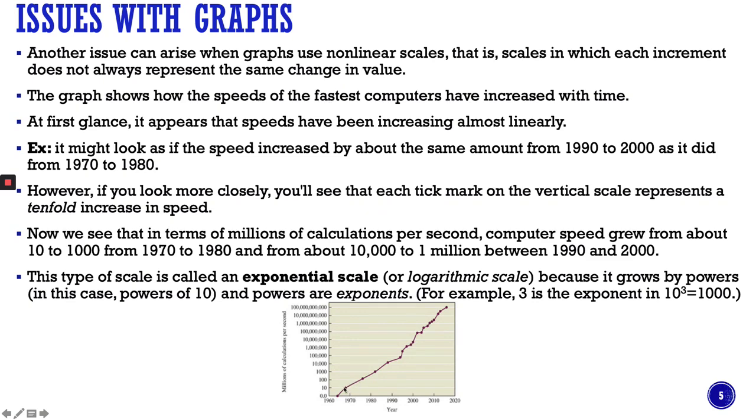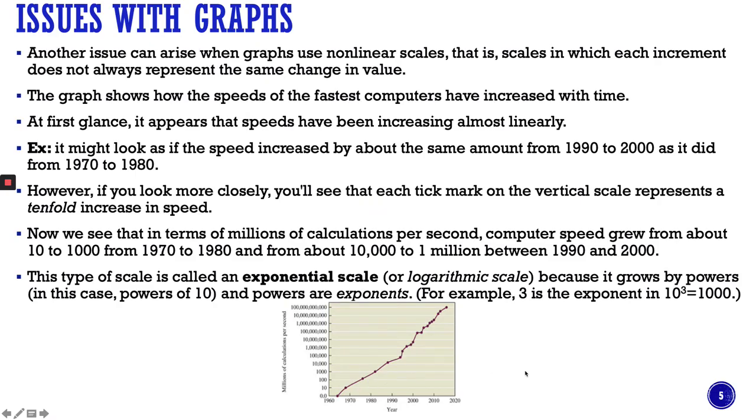So it went from about 10 in 1980 to about 1,000. So it's gone from 10 to 1,000. And from about 10,000 in 1990 to 2,000, and in 2000, we're at 1,000,000. So that's huge, from 10,000 to 1,000,000 versus from 10 to 1,000.